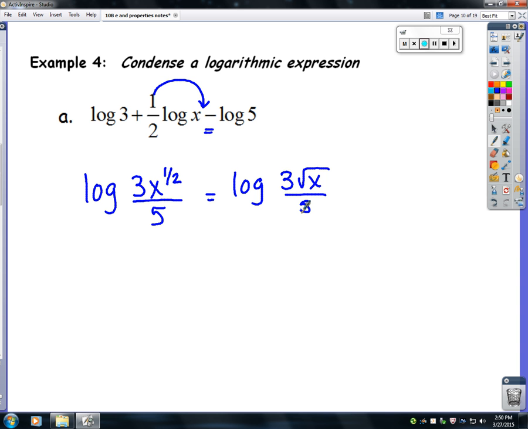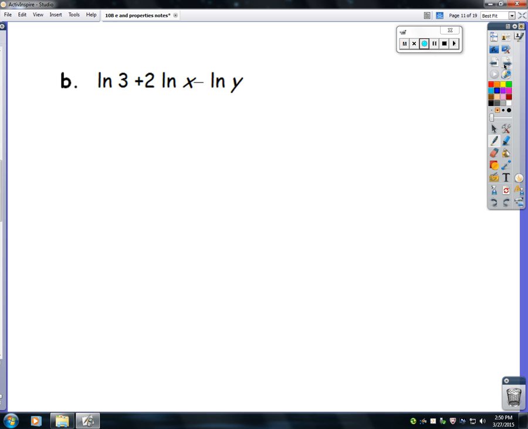People tend to catch on to this pretty easily. All right, another expanding with natural log. Look at what we've got here. I see addition, that's going to turn into multiplication. I see that 2 multiplied, so that's going to turn into an exponent. And I see minus, so that's going to turn into division. So I got natural log of 3x squared over y.